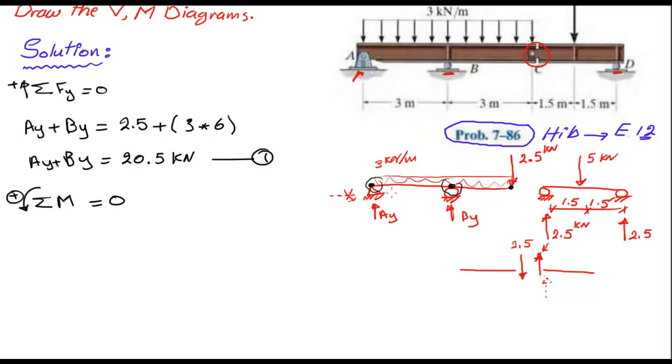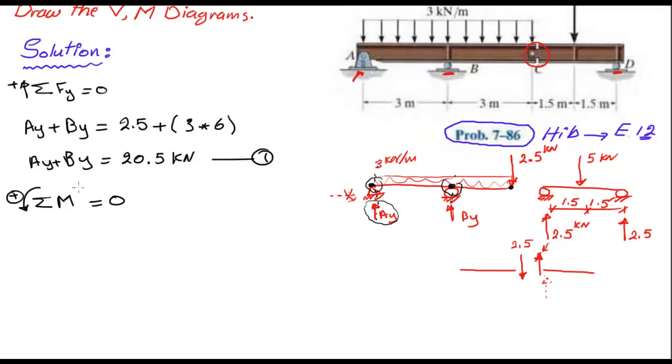Okay, for this one, if I take the summation of the moments above this point, this unknown force will not be introduced into the equation because the line of action of the force passes through the point of rotation, or the point I'm interested in. And the same thing applies to point B. So let's take the summation of the moments about point A.